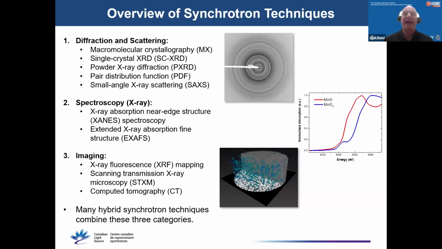There's three main categories of synchrotron techniques, including diffraction, spectroscopy, and imaging. And I'm going to highlight a range of applications from each of these three categories. Synchrotron techniques in general tend to be very fast. They're element specific with higher resolution and lower noise than laboratory equivalents. And this makes them very well suited to time-resolved studies.